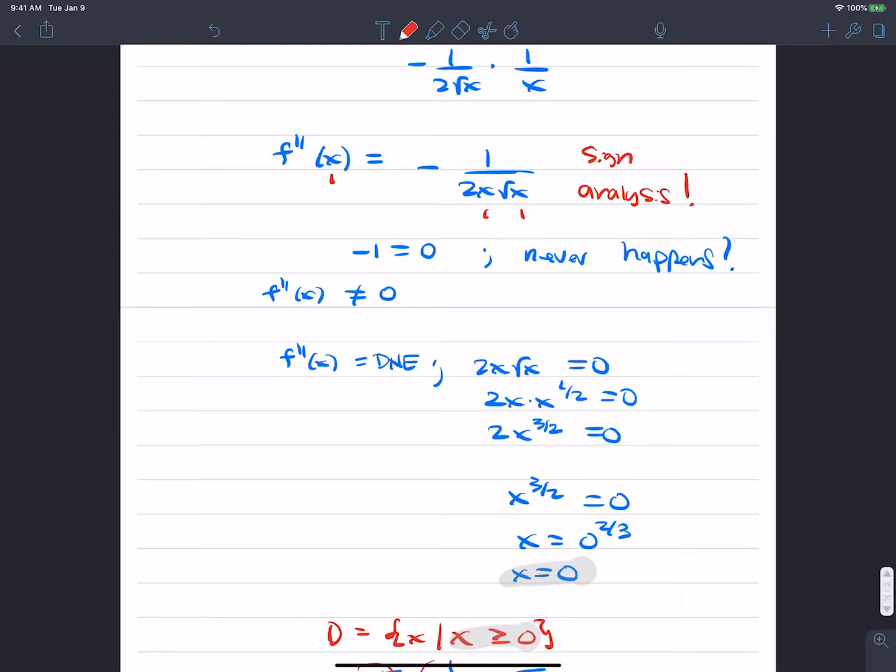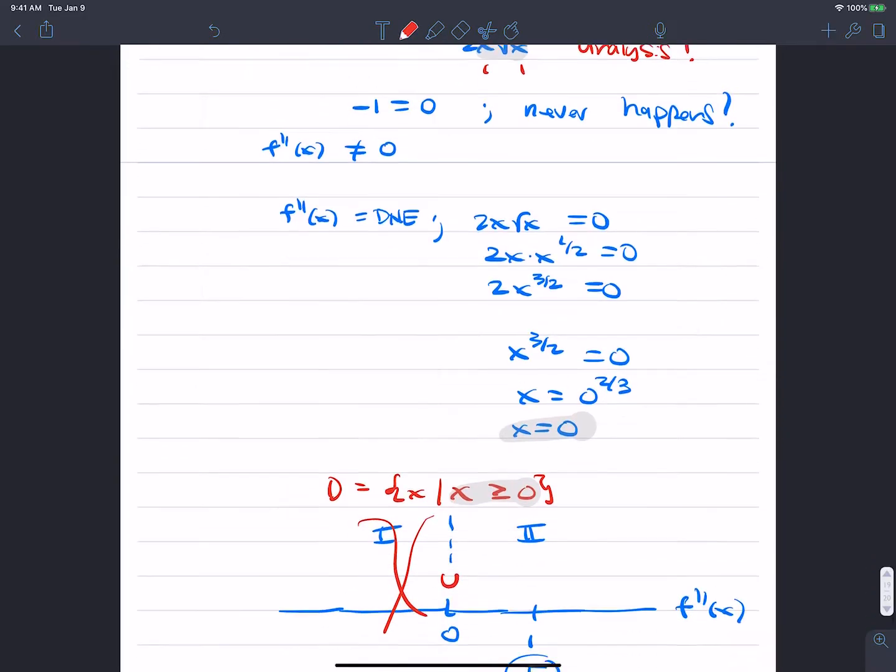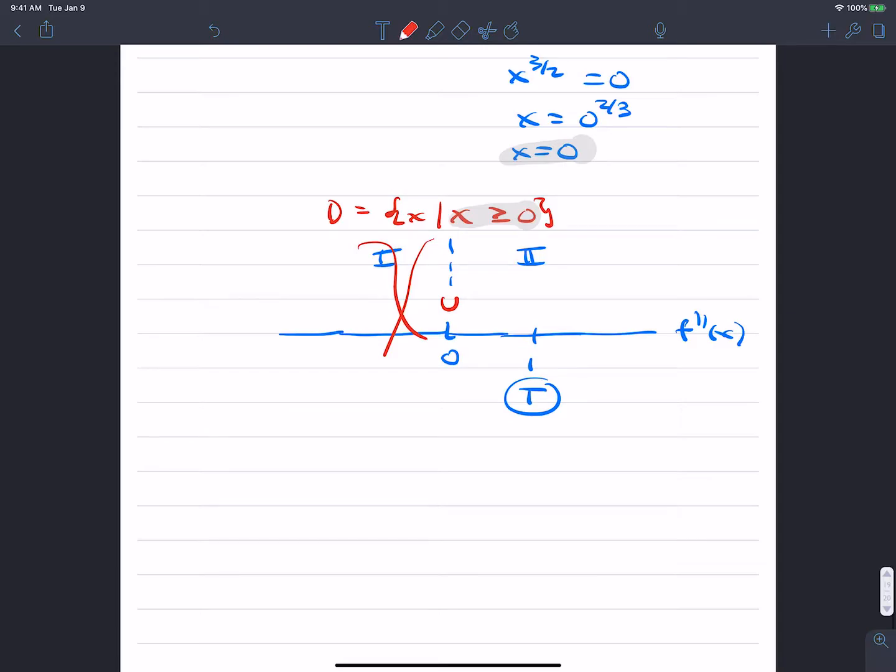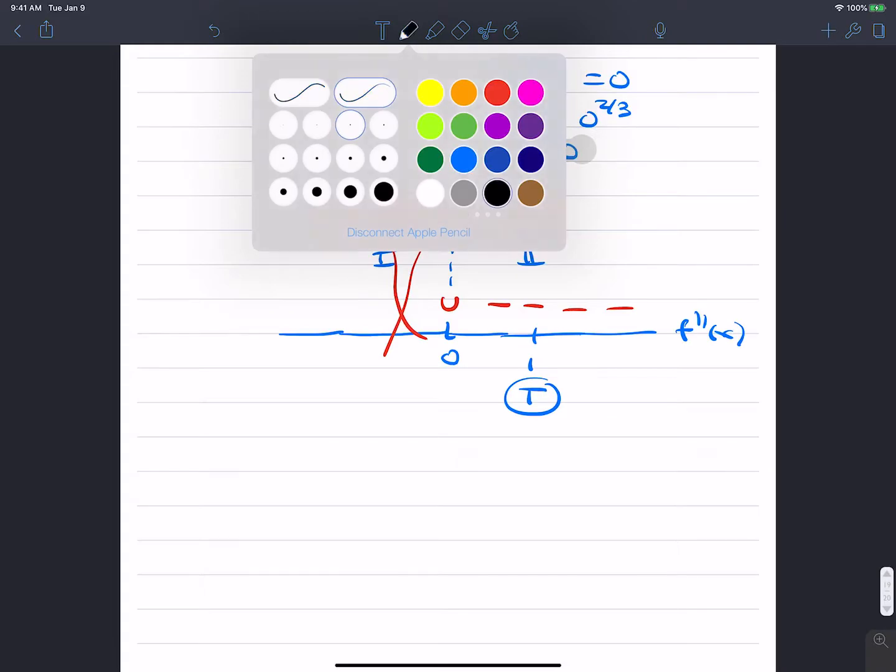So what do you guys know about the sign here? Since I already have a negative sign, when x is 1, that denominator down here is going to be 1 times the square root of 1, which is times 2. It's going to be negative 1/2. The point I'm making is region 2 is going to be what? Negative or positive? Negative. And what that means is the curve is concave what? Down.